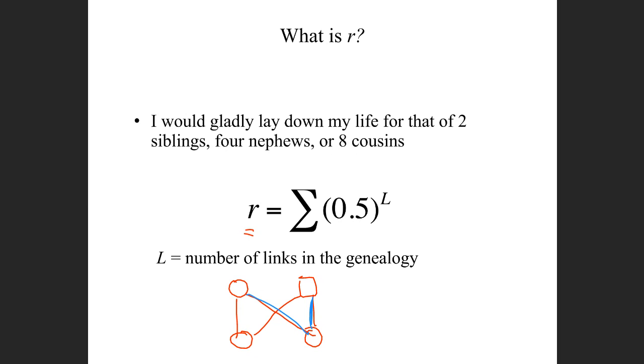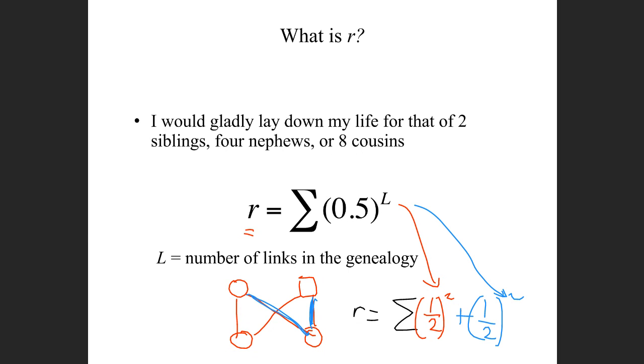Right? In this case, there's the red and the blue pathway. And so in this case, it's equal to the sum of, well, let's do it like this, 1/2 squared, where L is 2 for each of these, plus the second pathway, which also has 2 links. Right? Equals 1/2. Cool.